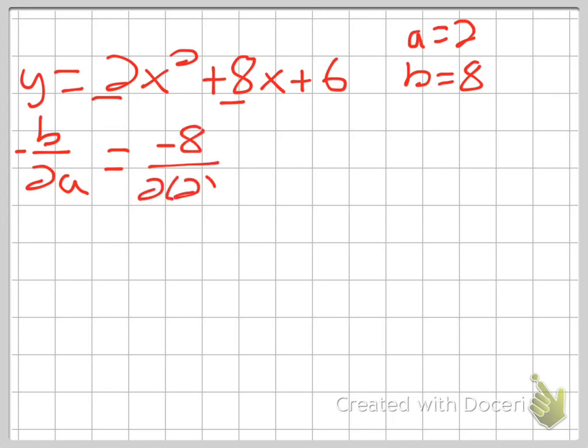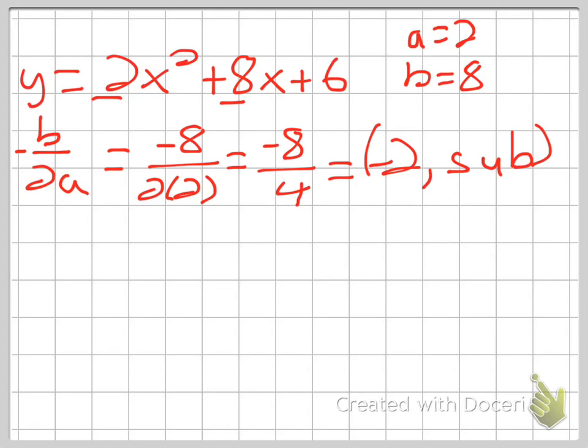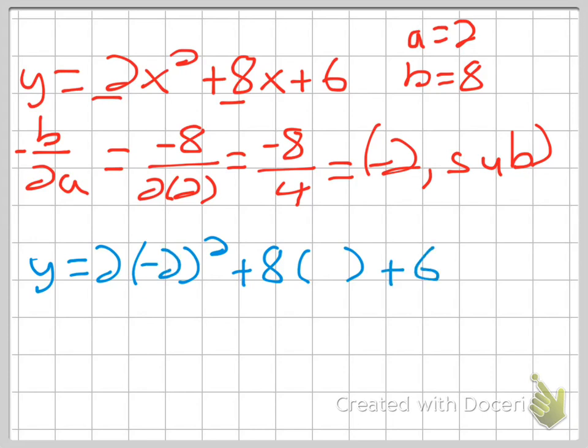2 times a is 2 times 2. Negative 8 over 4 is negative 2. So my vertex x-value is negative 2. Substitute. Immediately after this step, I replace every x with a parentheses, and I need to put a negative 2 here. This gets substituted in. Now remember the order. You have to do exponents first. 2 times 4, 8 times negative 2.